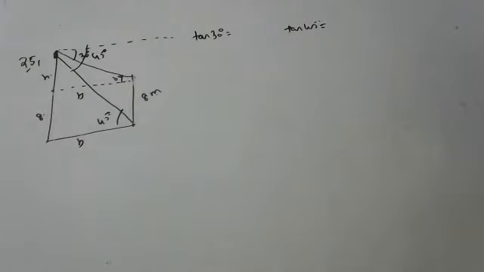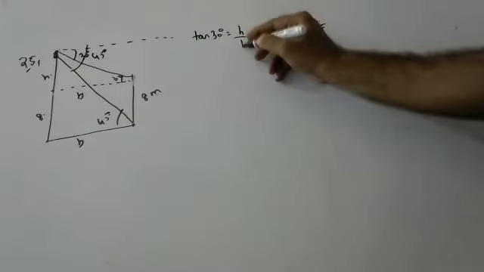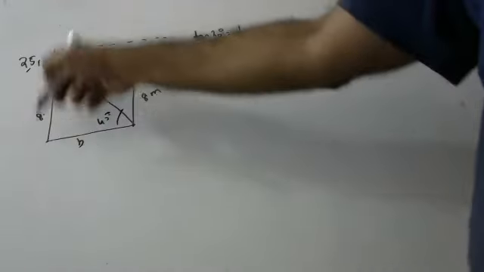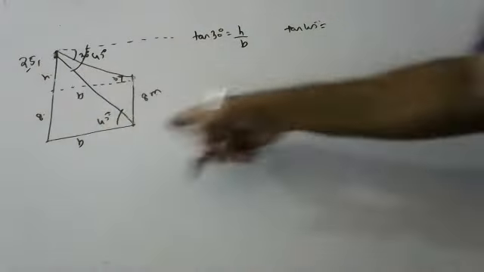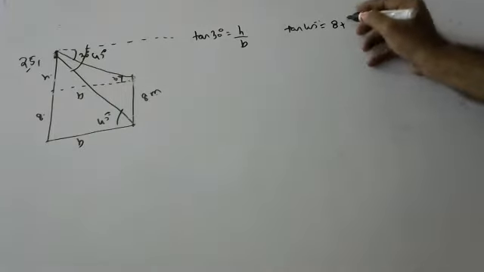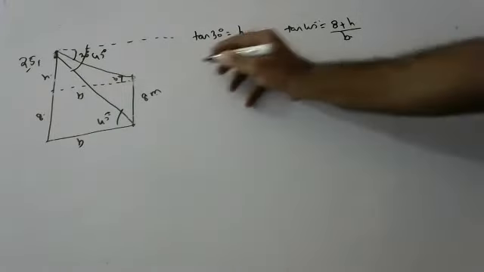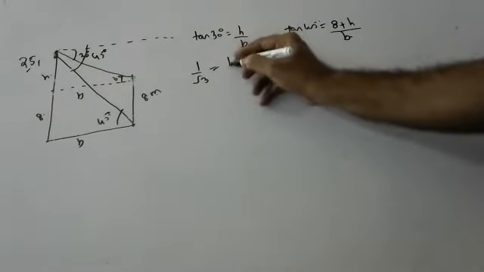Sir, tan 30 we can write it as h by x. Tan 45 is h by B... tan 45 is h by x can be written. So 1 by root 3 is equal to h by B.